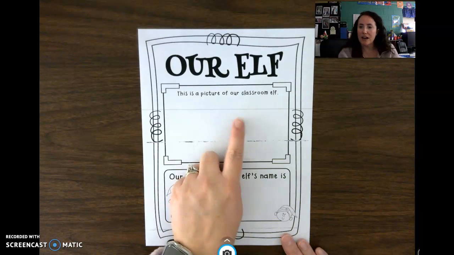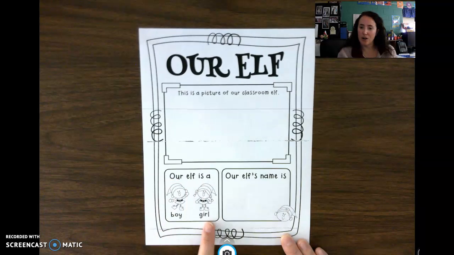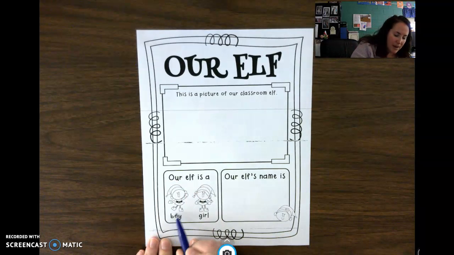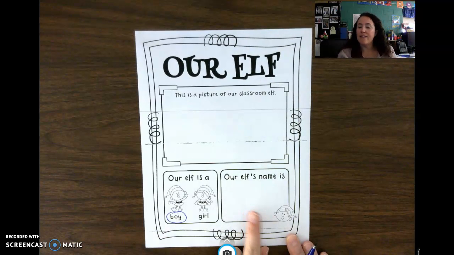So you can draw and color a picture of Jingle. And then it wants to know if our elf is a boy or a girl. Our elf, Jingle, is a boy elf. So you're going to circle the word boy. And then it wants to know his name. Our elf's name is Jingle.